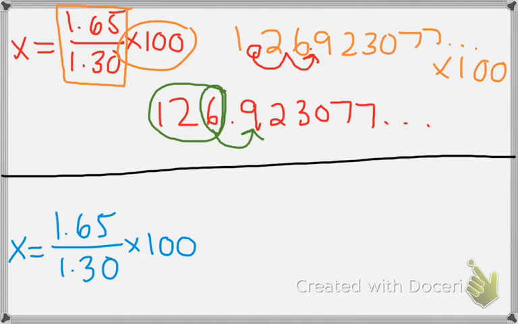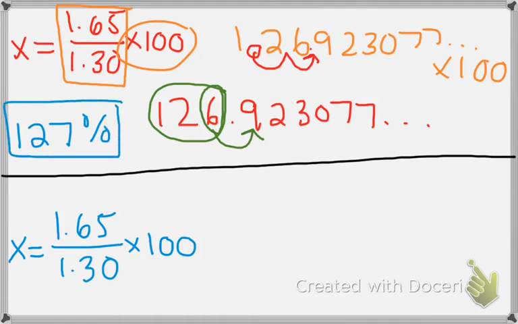4 or less, let it rest. 9 is higher than 5, so we're going to up the score. We're going to up 6 to a 7, okay? So your answer is going to be 127%, okay? Now, the other way, on the bottom, I wrote the same thing.